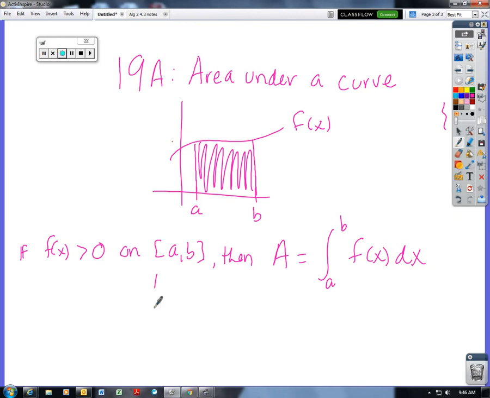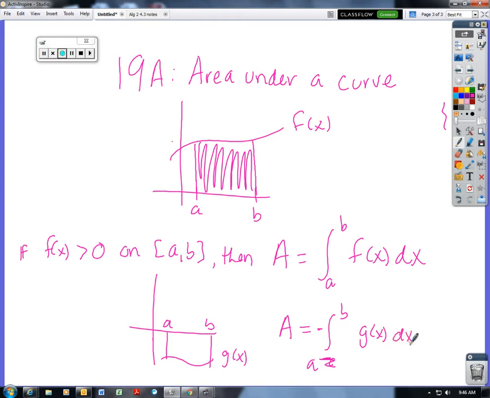Likewise, if it's negative, like say your function's down here, let's call it g. If the function is negative on the entire closed interval, then the area would be the opposite. Since that integral would be negative and you want your area to be positive, you'd have to negate it. So from a to b, it'd be negative, if g of x is less than 0 on the closed interval a to b.